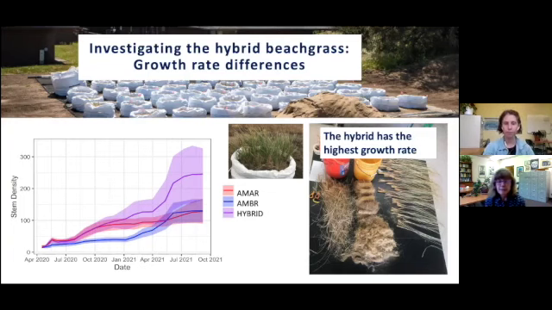So the hybrid had the highest growth rate by far of the three taxa, which was kind of surprising to us. We expected that it might grow better, but we were really shocked to see how much better it grew compared to its parent species in this common garden situation. Next slide.